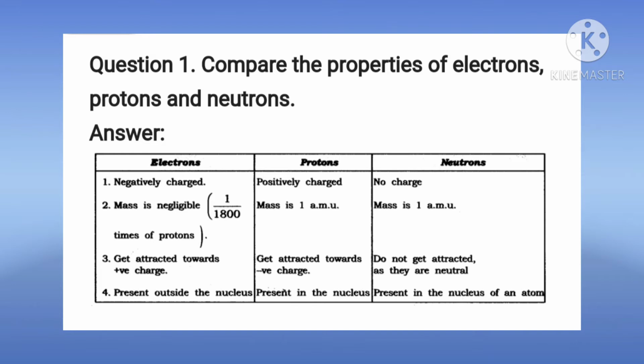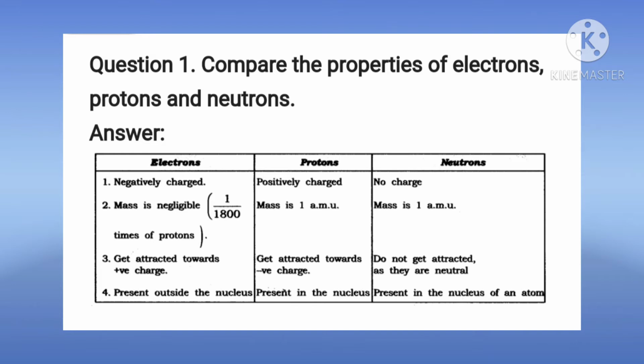Compare the properties of electrons, protons and neutrons. As we know, these are all subatomic particles. The electrons are negatively charged, protons are positively charged and the neutrons are neutral. So we will make one table and compare all the characteristics. We will make three columns: electrons, protons and neutrons.